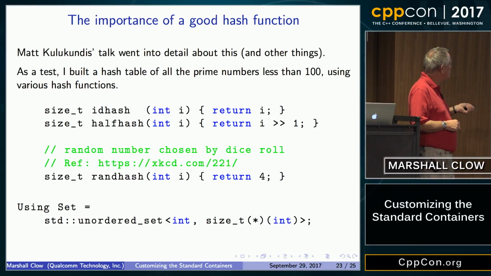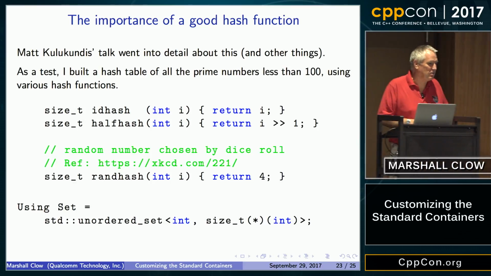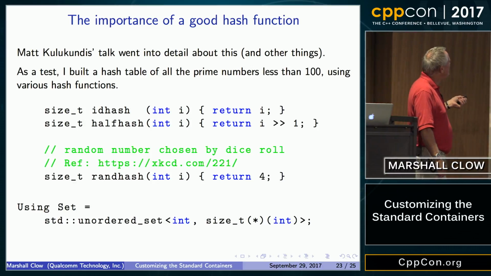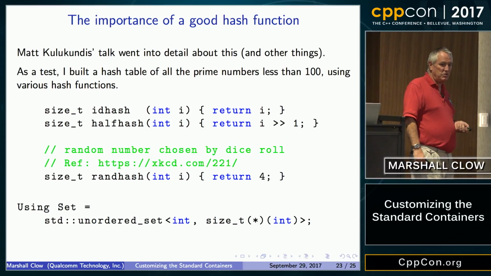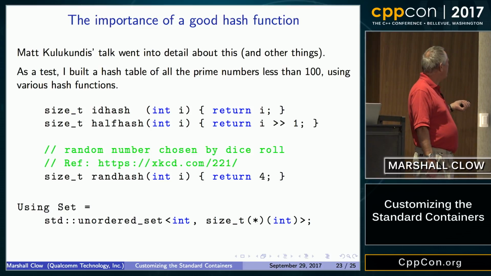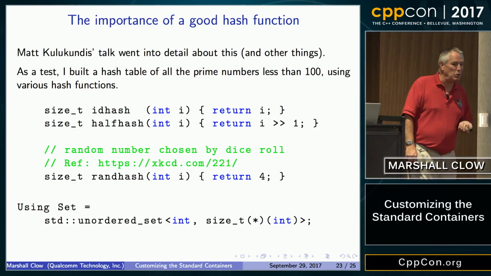This was the type I used. I noticed that here I had int and then this function that takes an int and returns a size_t. And I used 3 different hash functions just for testing. I used id hash, which just returns it. I used half hash, which takes the number and divides it by 2. And then I used random hash, which returns a random number chosen by a fair dice roll.